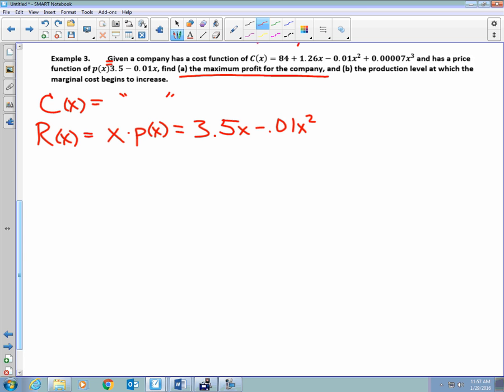What's the derivative of r of x? Good. Equals, I took the derivative of the revenue function. Yep, r prime of x equals c prime of x. I'll write that down. What is c prime of x?